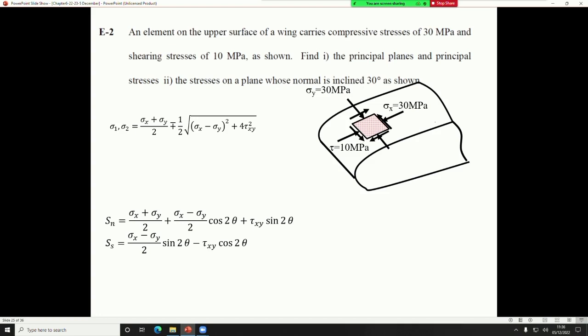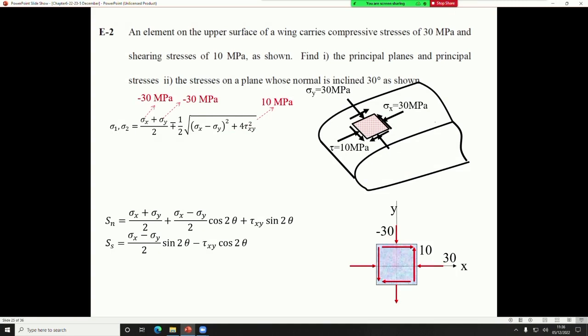So it's quite straightforward. Here we've got sigma x, which is minus 30, sigma y, which is minus 30, and tau, which is equal to 10. Now, tau here is squared, so it doesn't matter whether it's positive or negative for a two-dimensional problem, because it is squared and does not affect the solution. So I'm going to substitute the values. I keep the signs intact when I'm using these equations, so it's minus 30 divided by 2, minus or plus the square root of (minus 30 minus minus 30) squared plus 4 times 10 squared.